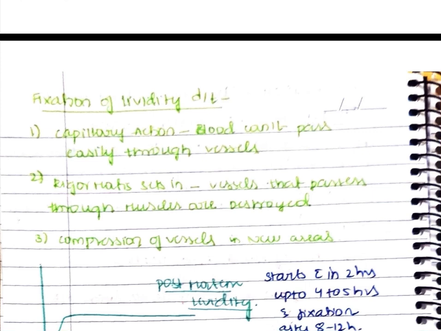So the reasons for the fixation of lividity are due to capillary action. In the dead person, the blood cannot pass easily through the vessels, and also rigor mortis sets in. When rigor mortis sets in, the muscles become contracted, and the vessels that are passing through the muscles are also compressed. Compression of the vessels in the newer area. So these are the three reasons for the fixation of lividity. One is due to rigor mortis, second is due to capillary action, because in the dead person, the capillary action is poor. The blood cannot pass easily through the vessels, and third is compression of the vessels in the newer areas.